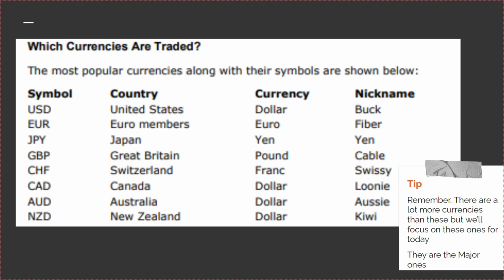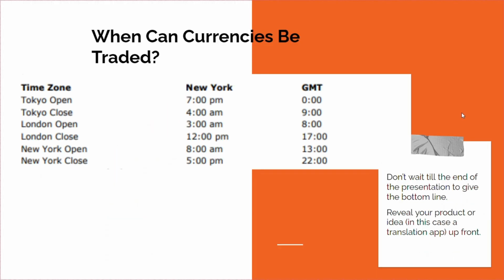Imagine trading the Japanese yen for the Great Britain pounds. So that's what this is about. So now, when are these currencies traded? Now, remember, these are the key things you're going to use in this video. You're going to learn from this video what is traded and what time it is traded.